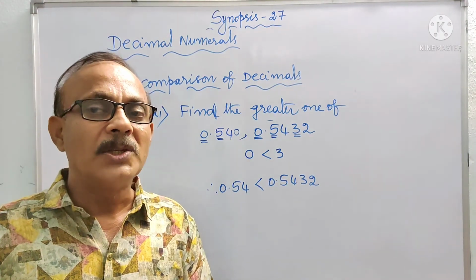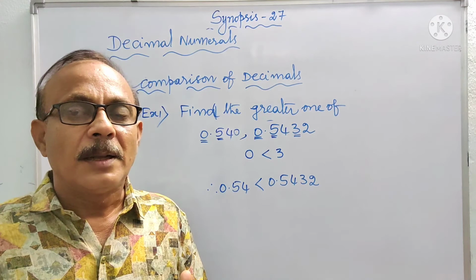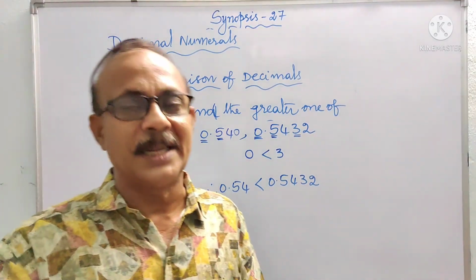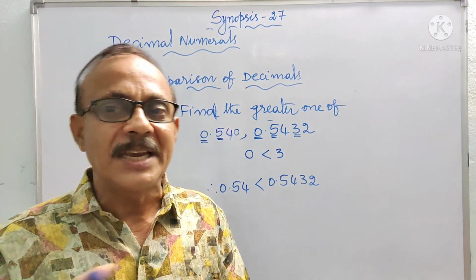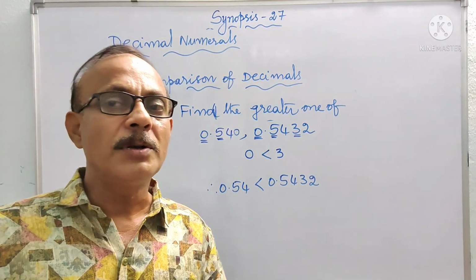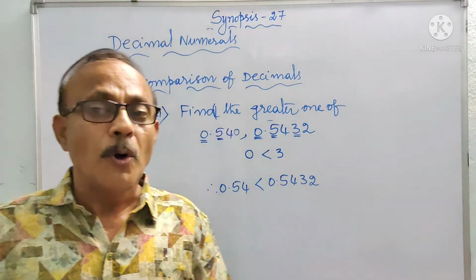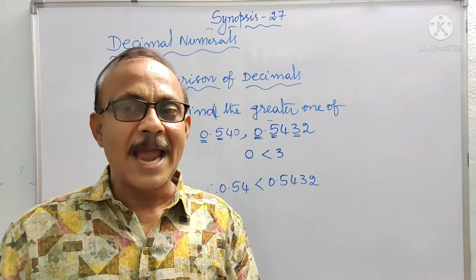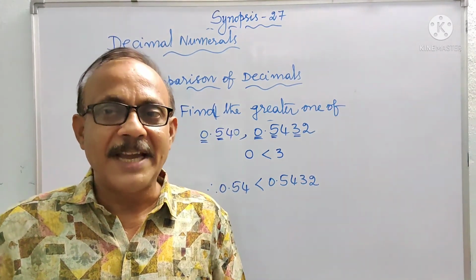And we have also learned how to write unlike decimals as like decimals. I told you we haven't learned that yet. We can convert unlike decimals into like decimals. And this we are going to learn in the next synopsis, where you are going to learn how to add, subtract, multiply, and divide decimals.